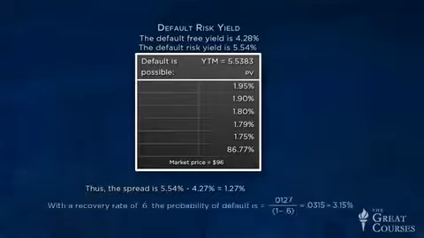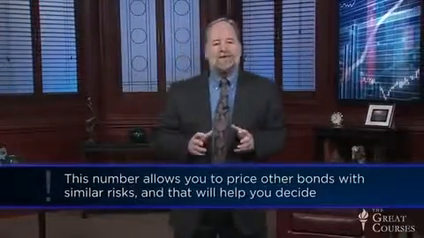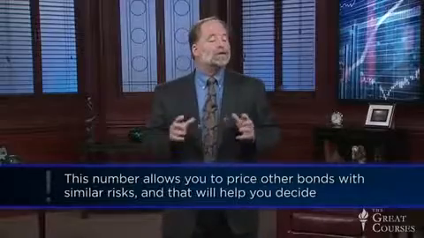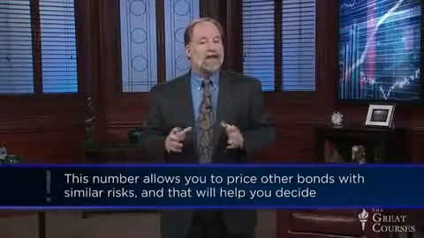If we assume a recovery rate of 0.6, then the probability of default is going to be equal to this 1.2% divided by 1 minus 0.6. This gives us a value of 0.0315 or 3.15%. So what does this mean? Should we sell? Should we buy? This number allows you to price other bonds with similar risks, and that will help you decide.